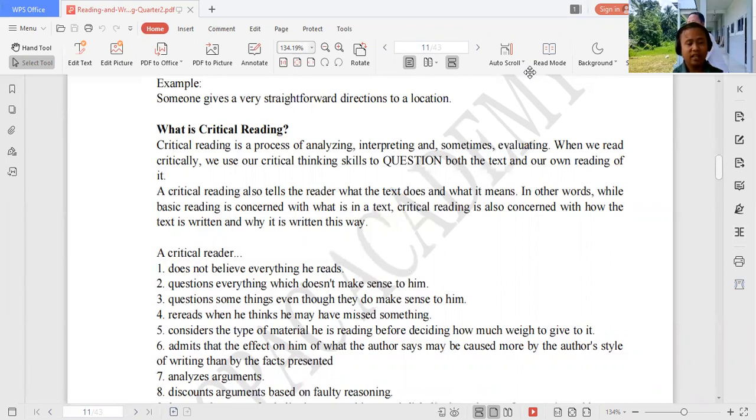Now, a critical reader has the following. Number one, does not believe everything he reads. That's what I said earlier. Number two, questions everything which doesn't make sense to him. Number three, questions some things even though they don't make sense to him. Number four, rereads when he thinks he may have missed something. And many more, class. Okay, critical reading. You know what those things mean.